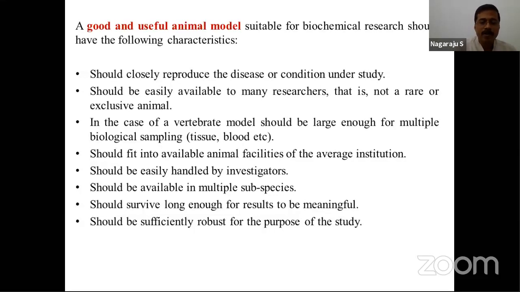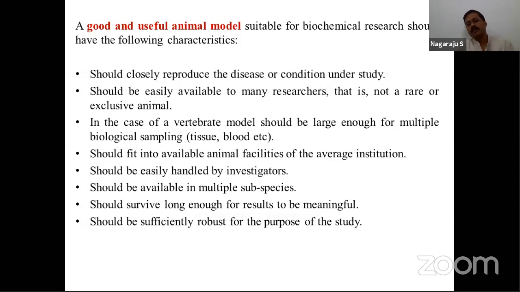It should fit into the available animal facilities of average institutions. This pertains to the research labs at most universities. If you're working at universities, we know the animal facility, even if I want to do a study on a dog, or on a sheep, our animal facility houses may not be able to fit these animals into the animal house. So I cannot use those as the animal model. So I have to think before designing an experiment for an animal model, whether that animal is available at my animal facilities or not. It should be easily handled by the investigators.